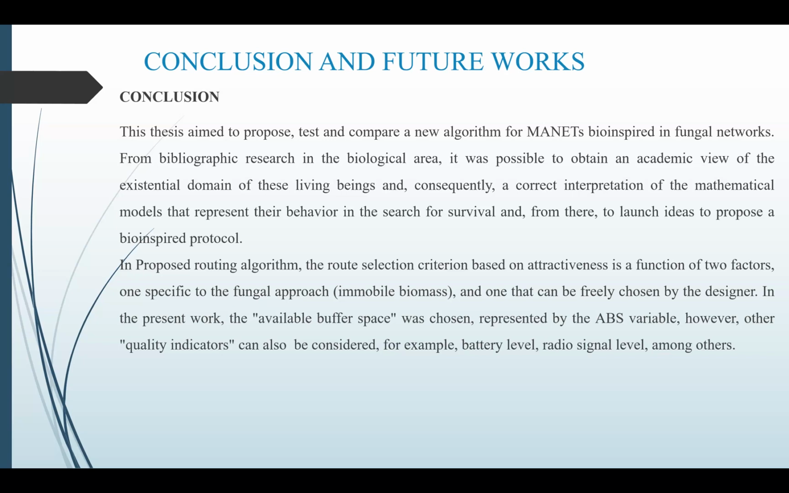In the proposed routing algorithm, the route selection criterion is based on an attractiveness function of two factors: one specific to the fungal approach, a mobile biomass, and one that can be freely chosen by the designer. In the present work, the available buffer space was chosen, represented by the ABS variable. However, other quality indicators can also be considered, for example the battery level, the radio signal level, among others.